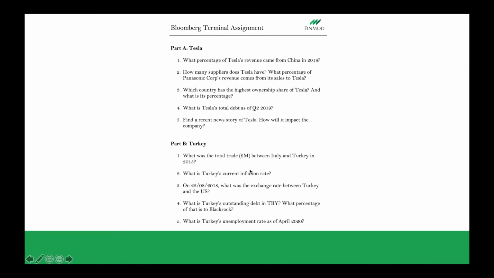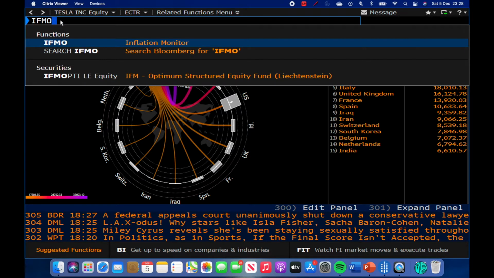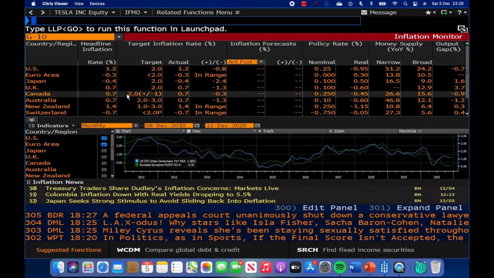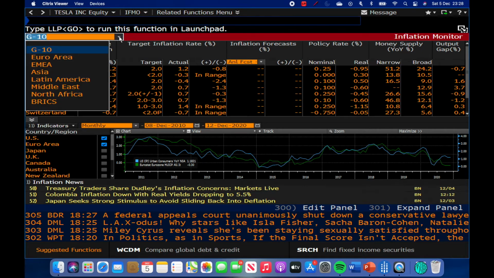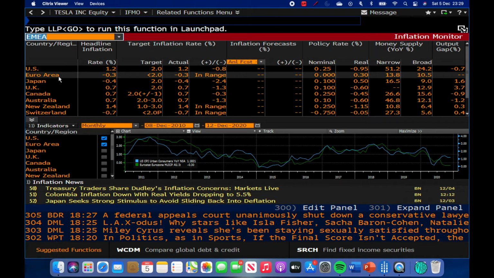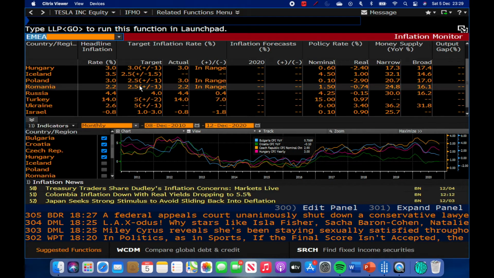The second question is, what is Turkey's current inflation rate? Moving back to the terminal, to answer this we use the function IFMO, which is the inflation monitor. Just waiting for it to load up. Immediately we see that it is listed for the G10 countries. Turkey is not part of the G10, so we change this to EMEA. Once it updates this list, we can scroll down, and we see Turkey here.